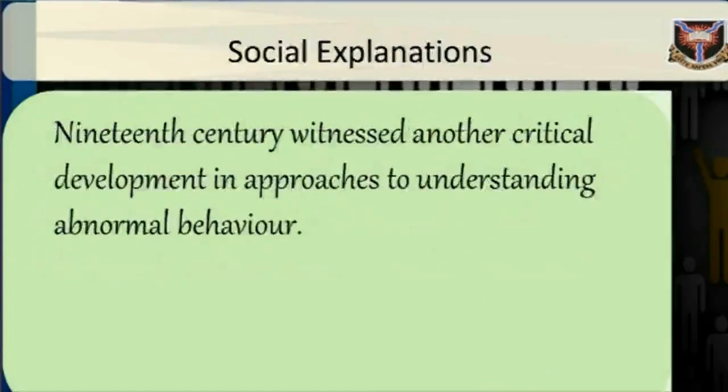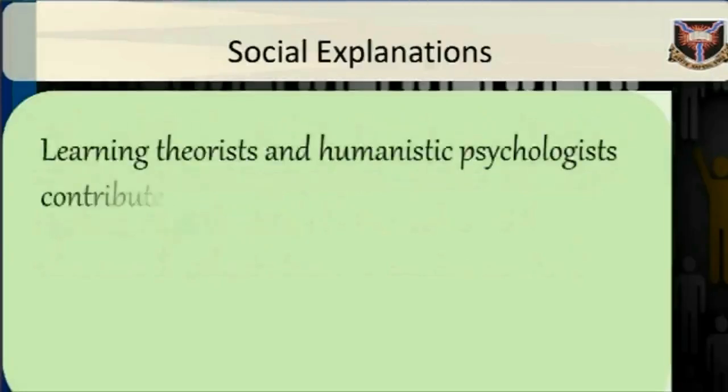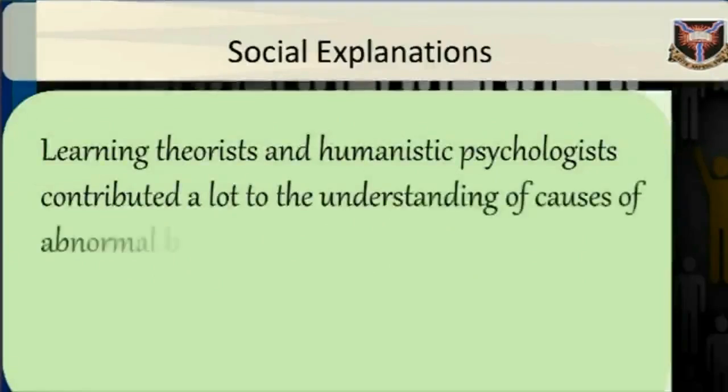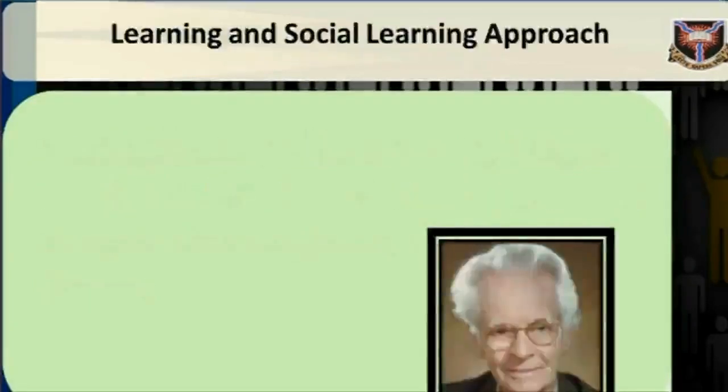Social explanation. The 19th century witnessed another critical development in approaches to understanding abnormal behavior. Learning theorists and humanistic psychologists contributed a lot to the understanding of causes of abnormal behavior. Among these are the following: learning and social learning approach.